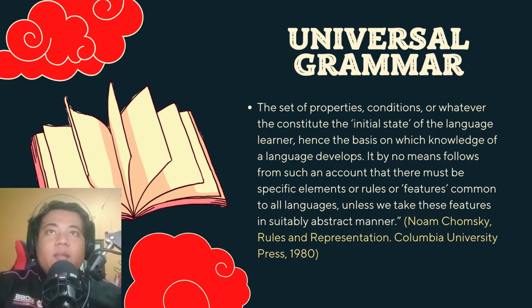The last definition is that universal grammar is the set of properties, conditions, or whatever constitutes the initial state of the language learner, hence the basis on which knowledge of a language develops. It by no means follows from such an account that there must be specific elements, rules, or features common to all languages, unless we take these features in a suitably abstract manner. This is from Noam Chomsky, Rules and Representations, Columbia University Press, 1980.